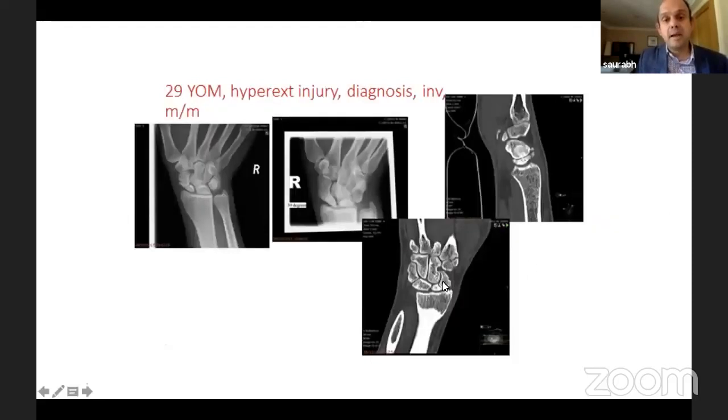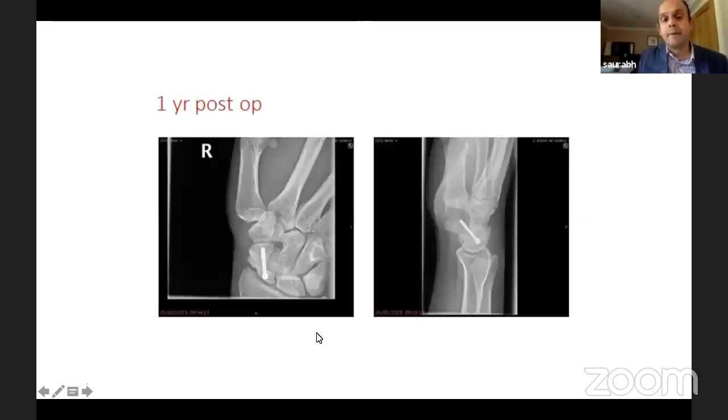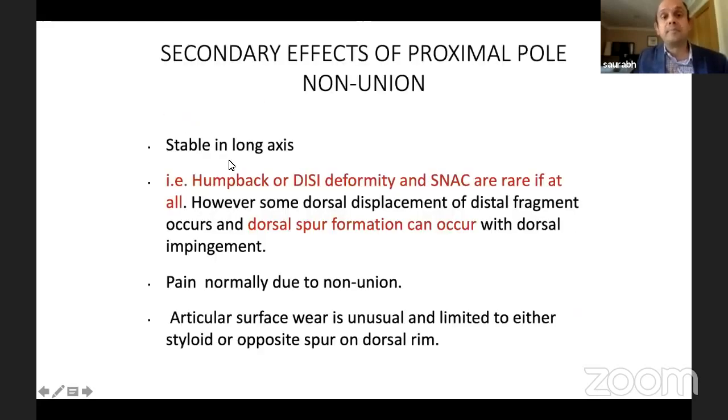So another example of proximal pole. So 29, I think we have shown a bit there, but 29, same guy. And you can see, basically CT is telling you the orientation of the fracture line. So if you think very carefully, you'll have to be very careful how you put your screw here, because this is a small fragment. And again, 1 year post-op. So that's a repetition actually, but yeah.